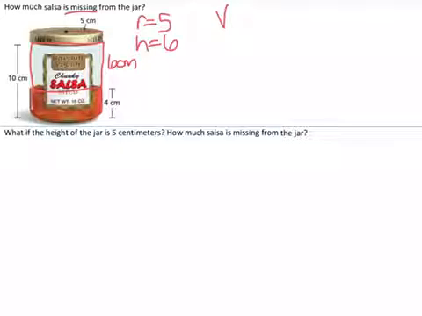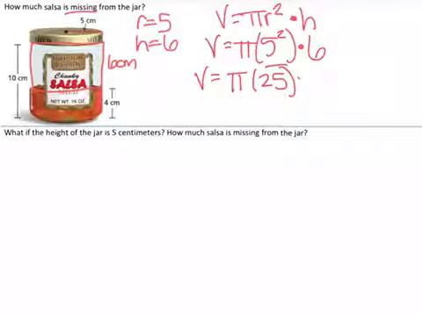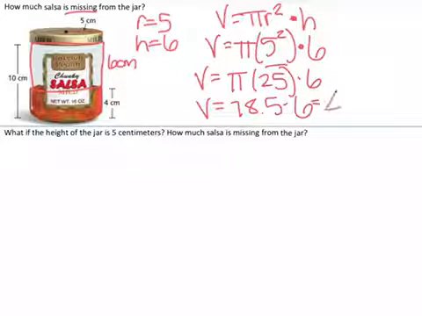So we're going to plug that into our equation of volume equals pi r squared times height. Make sure that you guys keep writing down the equation. It's going to help you memorize it a little more. All right, so let's go ahead and plug in what we know. Volume equals pi 5 squared times 6, our height. We do the exponent first, so we have pi times 25 times 6. Pi 3.14 times 25 is 78.5, just caught that, times 6. When we multiply that, we get 471 cubic centimeters that is missing from the jar.